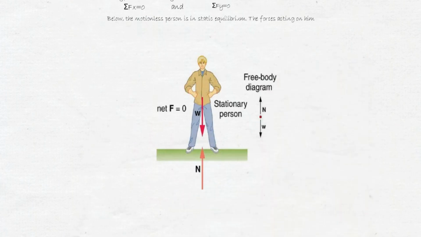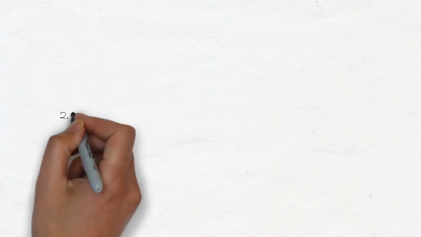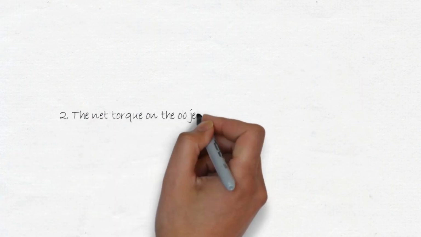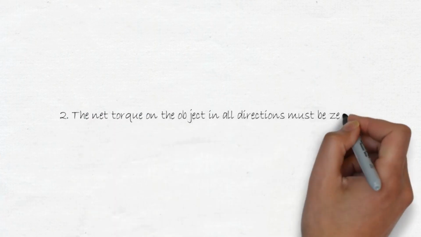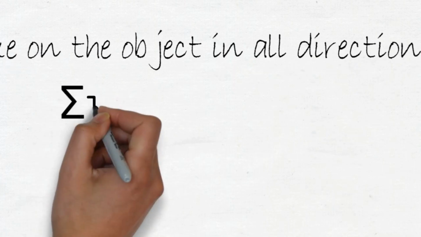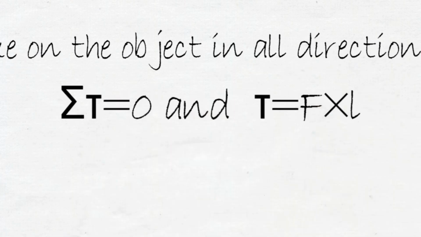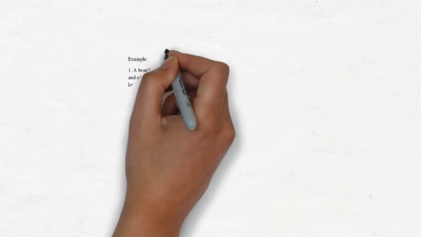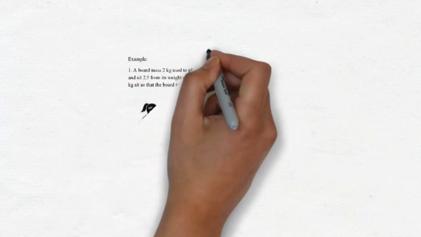The second condition is the net torque on the object in all directions must be zero, and it can be written like this. Here's an example of one question.